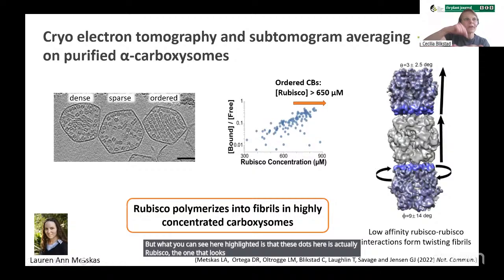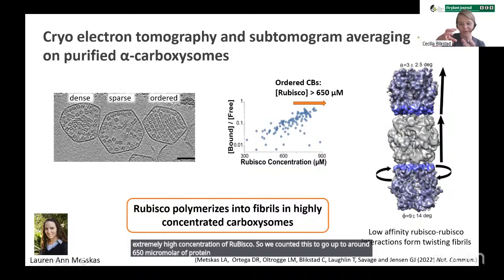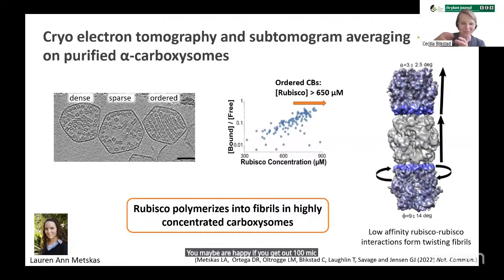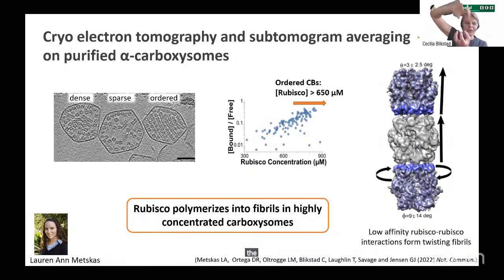What you can see highlighted here is that these dots are actually rubisco, the ones that look like donuts. In this most packed one, which we call the ordered one, it's an extremely high concentration of rubisco. We counted this to go up to around 650 micromolar of protein within the compartment. I don't know if someone has purified protein, but maybe you are happy if you get 100 micromolar protein from a normal protein prep. So this is actually very tightly packed, which I find very cool. We also saw that the rubiscos stack together almost like long fibrils in these most packed structures.